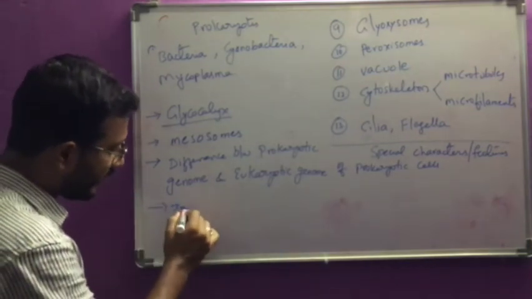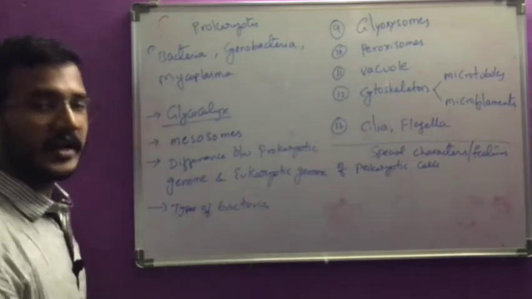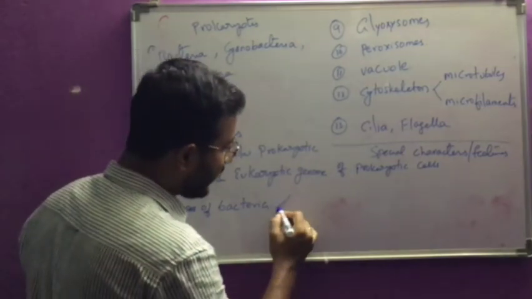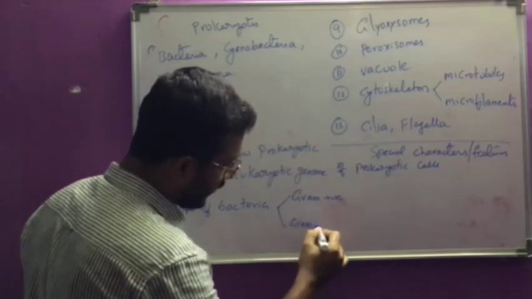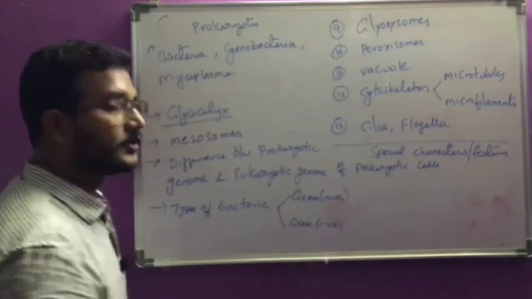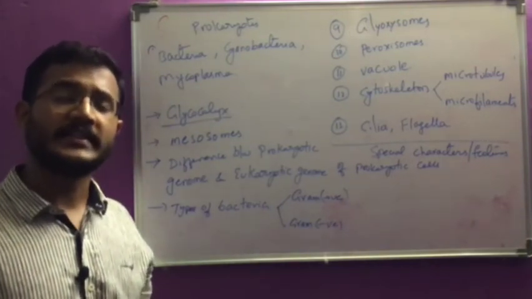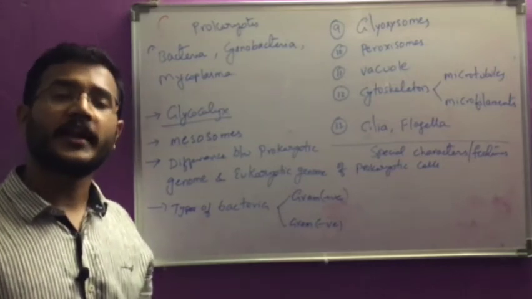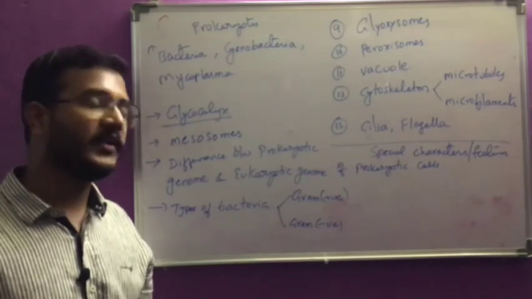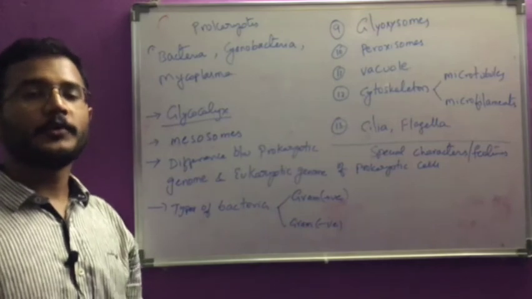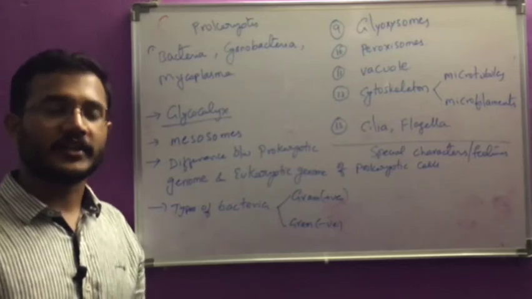And types of bacteria. There are two types of bacteria. Those are gram-positive bacteria and gram-negative bacteria. What are the differences? On what basis is the whole group of bacteria divided into gram-positive and gram-negative? What are the chemicals behind that? We will discuss. In this manner, we will continue with each and every cell organelle and discuss each and every function and structure in an elaborate manner.